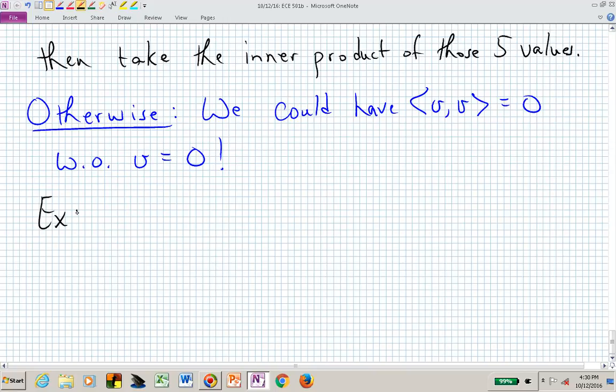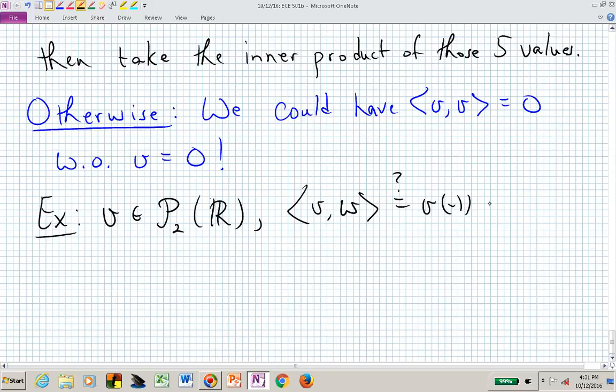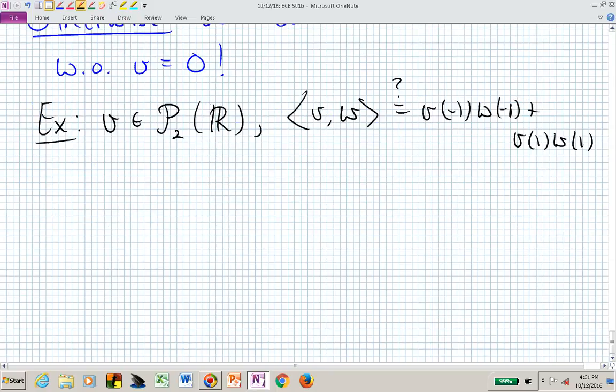As an example, suppose we have V being a vector in this second order real polynomial vector space, and suppose that somebody says, oh, I want to propose the following inner product. I want the inner product to be V of minus 1 times W of minus 1, plus V of 1 times W of 1. Now, all we really have to do is come up with one counterexample to violate one of the properties of our inner product, and we would know that that's not a valid inner product. In this case, suppose that we picked V of t equal to t squared minus 1. And that's in P sub 2. And I hope it's clear that that's not the 0 vector in that vector space.